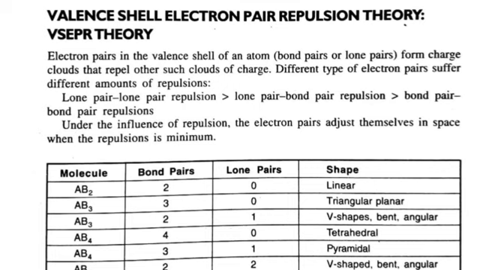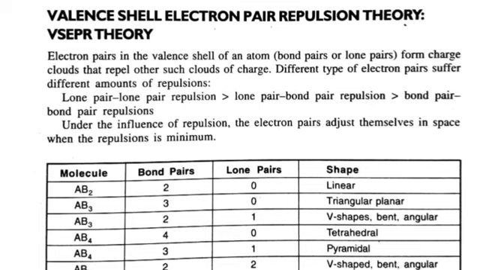Under the influence of repulsion, the electron pairs adjust themselves in space where the repulsion is minimum. That means if they have minimum repulsion, there is stability. Looking at the molecule type, like AB2, the central atom is A and there are 2 bond pairs, so there will be a linear shape. If there are 3 bond pairs, then triangular planar. With 2 bond pairs but 1 lone pair, it can be V-shaped, bent or angular.